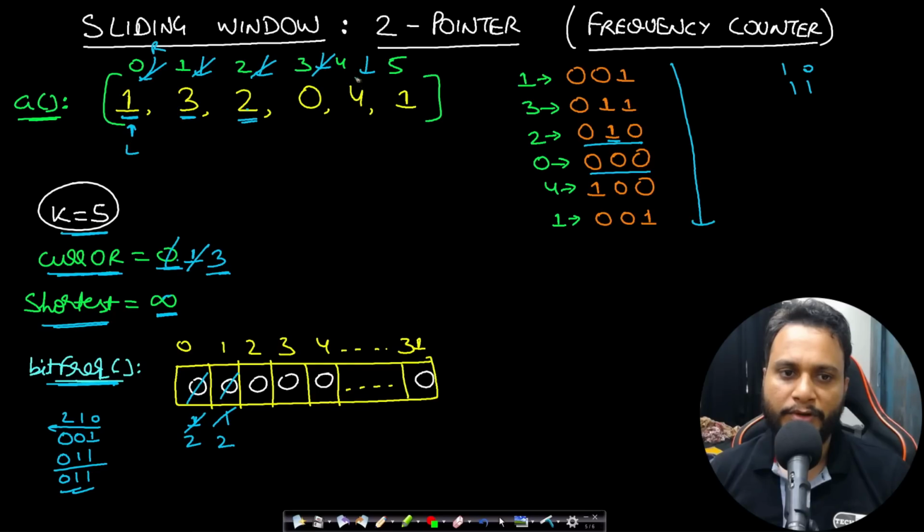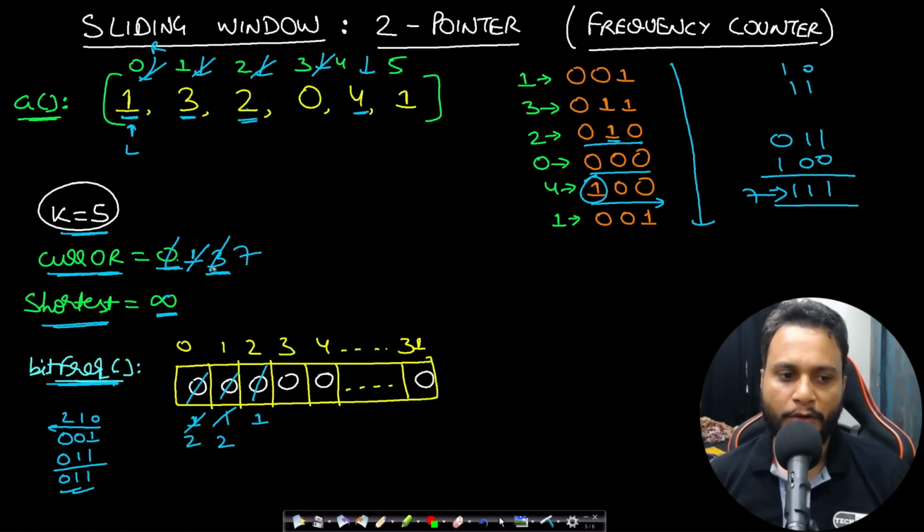When you move this right pointer to 4, now 4's representation is 100. The previous current OR value is 3, which is 011. So if you take OR with 100, you get 111, which is 7, right? So you update this to a value 7. Now you will update the bit frequency counter because this is 4. So the second bit position is set here. So you will be adding 1 to the frequency counter here, right?